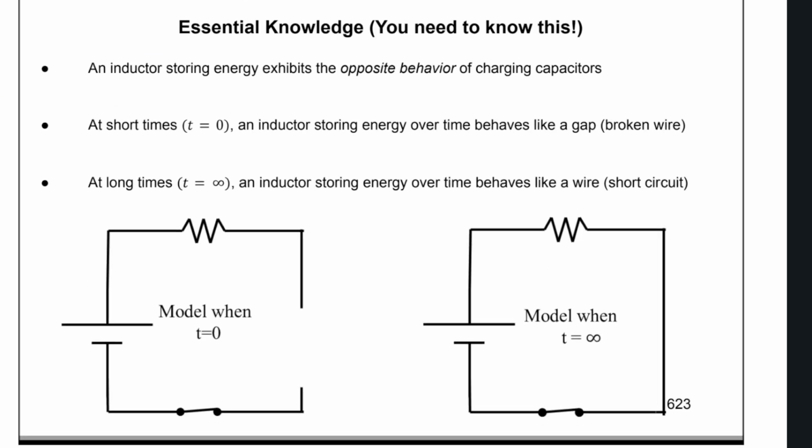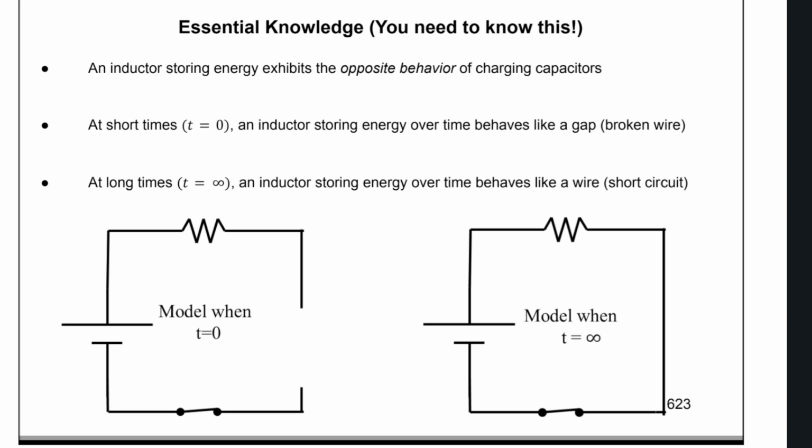So our t equals 0 and t equals infinity models look like exactly what we produced on the other page, where an inductor that's storing energy exhibits opposite behavior of what a capacitor does. So an inductor works to block the current initially, but then it allows all current to flow as it successfully lowered the di/dt value to 0. So this is opposite of capacitors, where at short times capacitors behave like wires and at long times capacitors behave like gaps. So this is our simplification that we'll use for short and long times.